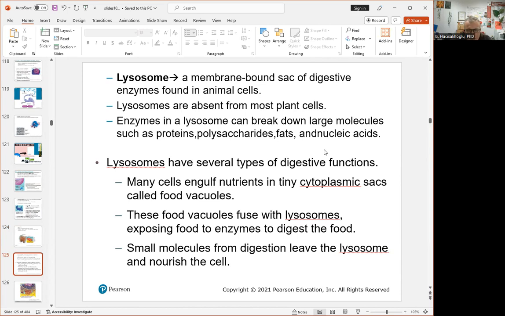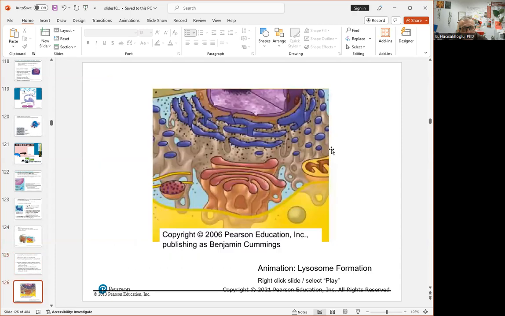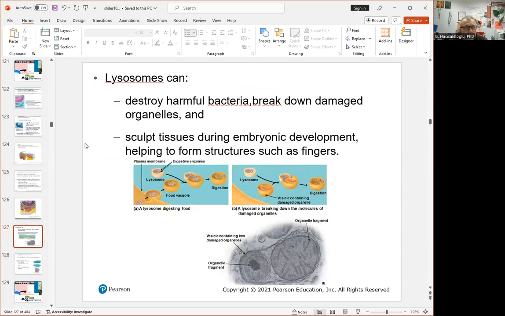Lysosome is an animal cell specific organelle, which has a lot of digestive enzymes. Most plant cells don't have it. They can break down large molecules like proteins and polysaccharides. This is just showing all these three. They can actually destroy harmful bacteria or some damaged organelles. You can see here lysosomes in this cell structure.